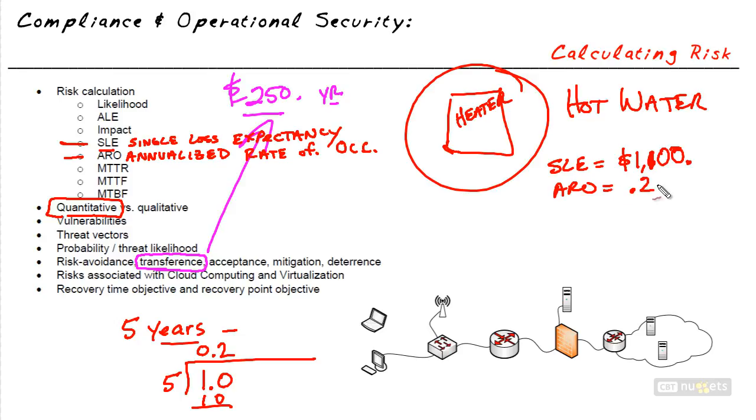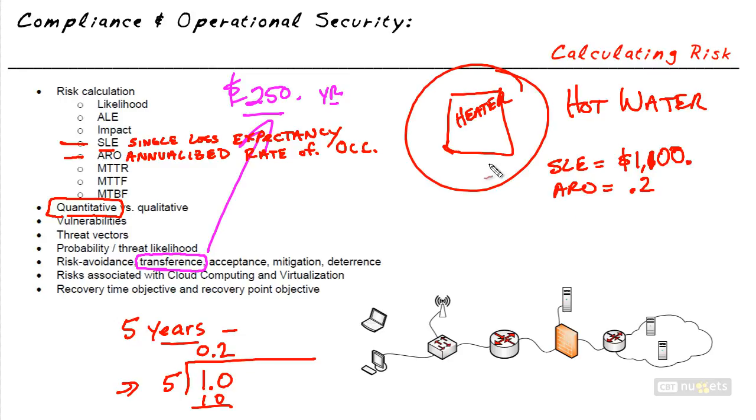Again, it would be a lot easier if water heaters failed every year, or that model did, but it's really easy to calculate it. So anytime you have something that happens less than once a year, you'd go ahead and do this division exercise. If it happens more than once a year, for example, if it happened like 8 times a year, you'd simply use 8 for the ARO.